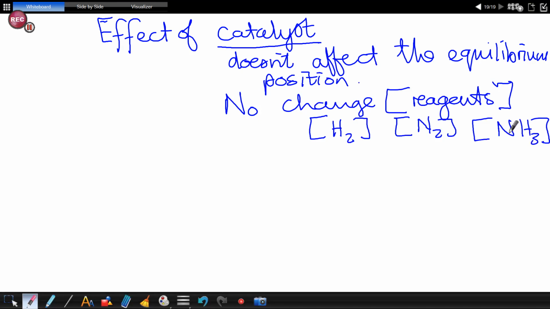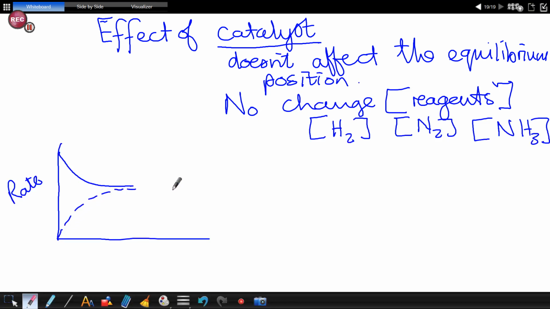But it speeds up both reaction rates by the same amount. So if you look at the rate graph, if you consider the first equilibrium, then adding a catalyst will speed up both reactions in tandem.